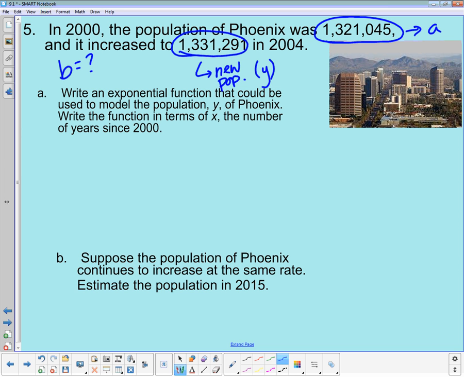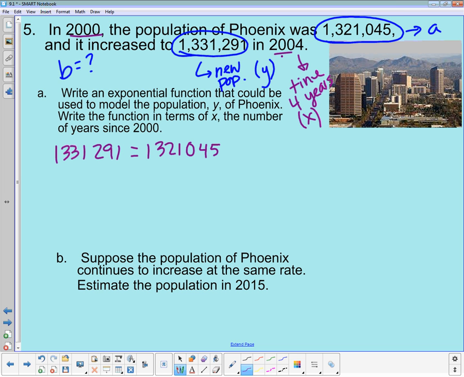So now I'm going to set up everything else that I know. The other thing that I know is the time. I know that from 2000 to 2004, my time was 4 years. So that's like my X value. Okay, so now let's see what we know. I know that the end result, 1,331,291, is equal to my starting amount, 1,321,045, times some B value that I'm unsure of right now, raised to the 4th power. And I got to find that B. Okay, so let's find B.